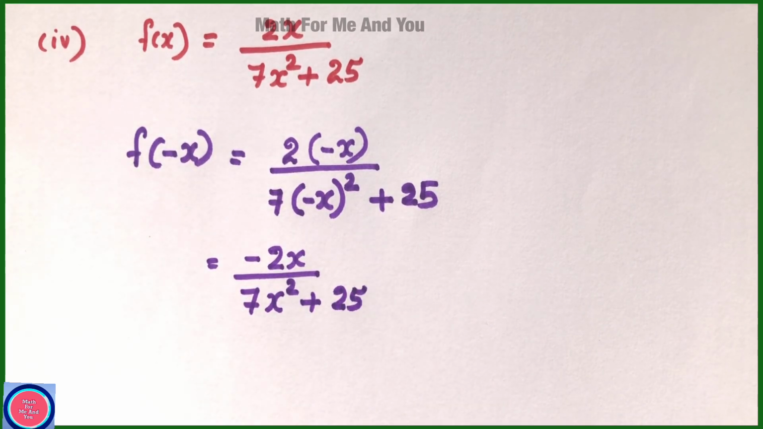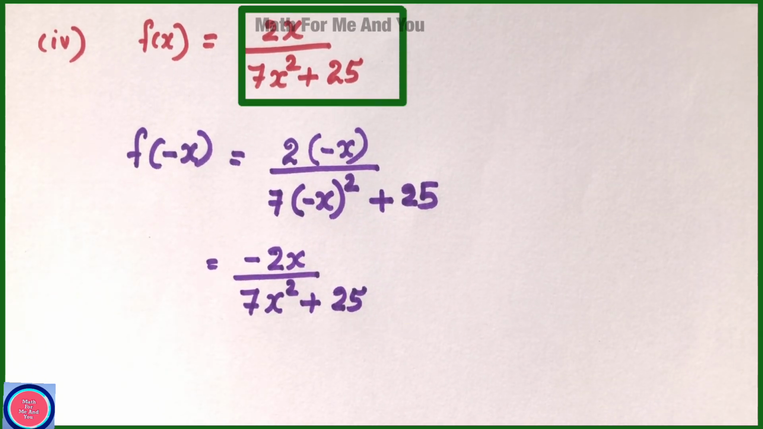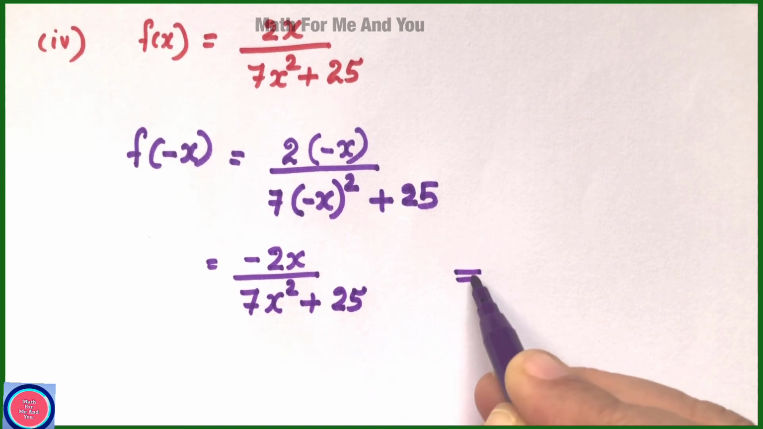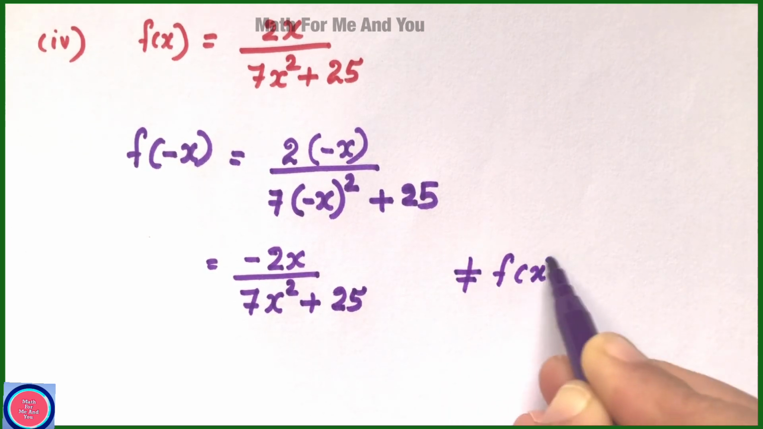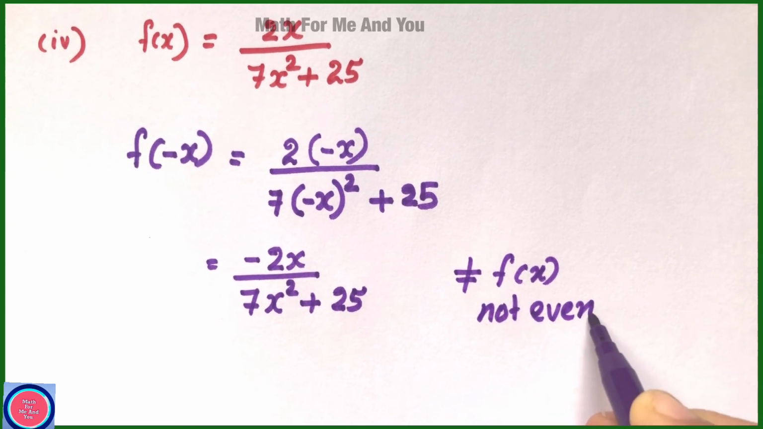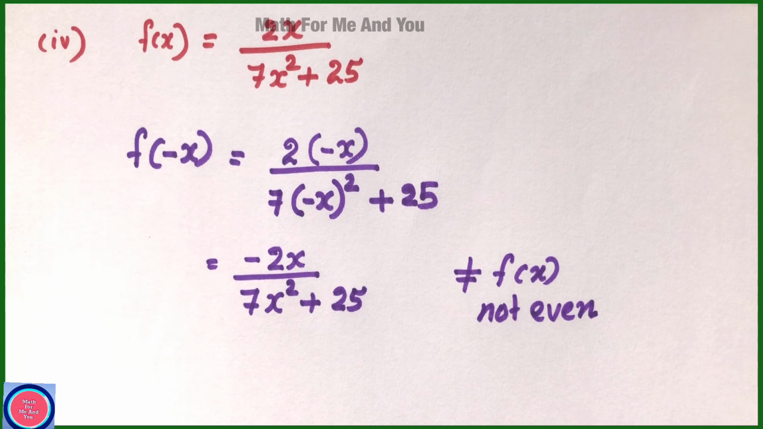Now we stop here and look. The answer and the given function, are they the same? No, not the same. So we write not equal to f of x. That means not an even function. The given function is not even. Now we have to check whether this function is odd or not. How to do that? Continue from this point.